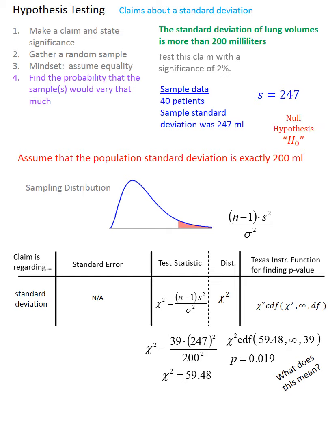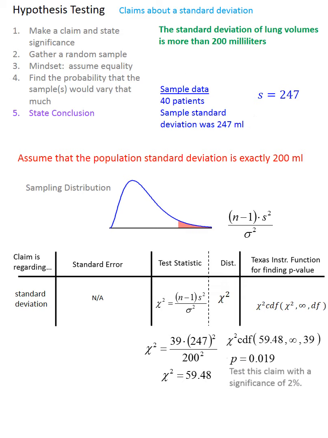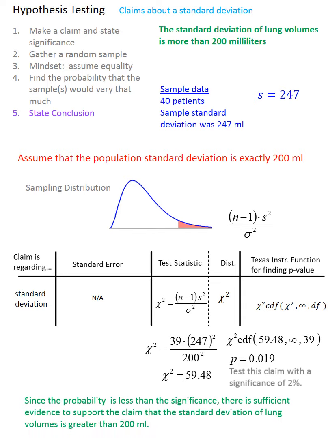And since our conclusion is based on our significance, and since 1.9 is less than 2%, we've met the threshold of proof. There is in fact sufficient evidence to support this claim that the standard deviation of lung volumes is greater than 200 milliliters. And that completes lesson 4 of 7.